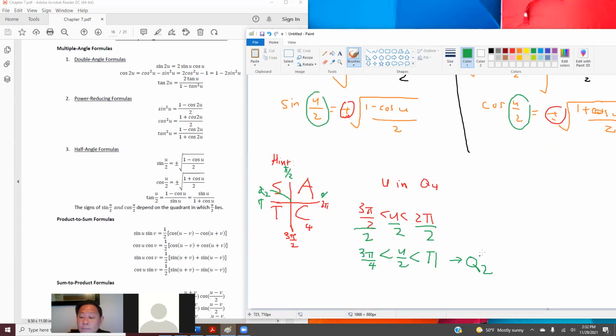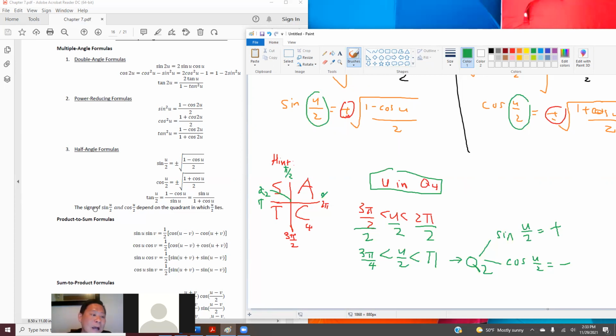And do you know what happens in quadrant 2? Is sine positive or negative in quadrant 2? Positive. So the sine of the half angle is positive, but cosine becomes negative. You have to be careful with this, because imagine you have the whole 360. If you cut this by half, you only get up to 180. So you are back in quadrant 2.